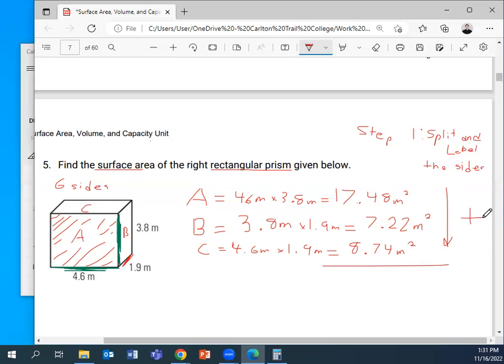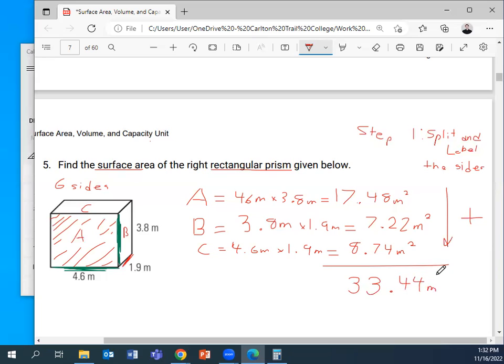So 17.48, plus 7.22 plus 8.74. Oh, I've made a terrible mistake somewhere. 7.4, oh my gosh. 17.48 plus 7.22 plus 8.74. If I add all these together, I'm getting 33.44 meters squared. But I am not done.